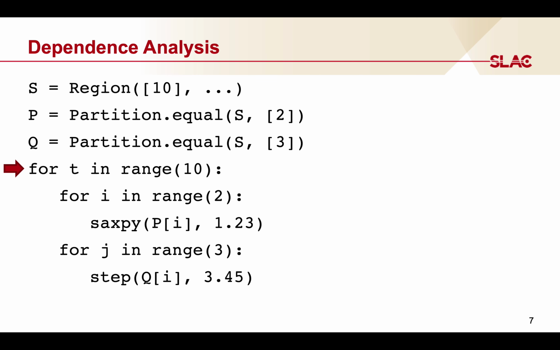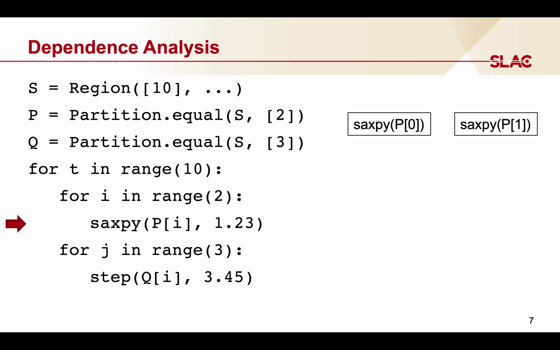So we're going to start at the top of the time step loop. And as we walk down the code, we're just running it sequentially, exactly like you'd expect for standard Python code. When you hit a task call, the runtime is going to record that you are executing a task. So we're recording that we are executing Saxby P0 here. And then as we go back around the loop, we're going to execute Saxby P1.